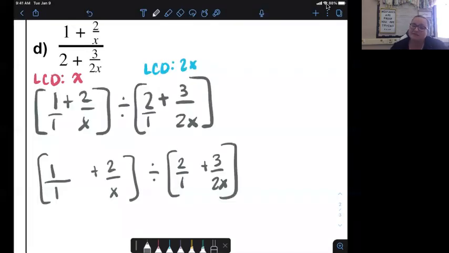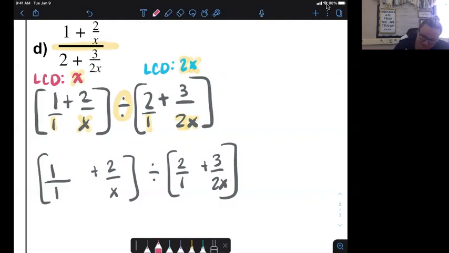I figured it would just be easier for me to walk you through all of my steps and explain them while you check your work compared to mine, since there are a lot of components here. So I just rewrote it so that with this fraction bar, I changed it to a division sign and divided the numerator and the denominator. Then I noticed that my least common denominator for 1 and x would be x. My least common denominator for 2 and 3 over 2x would be 2x.